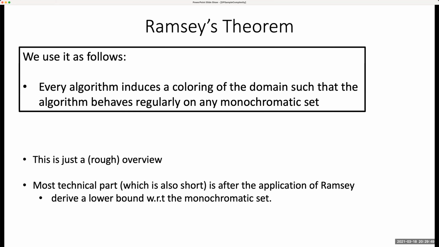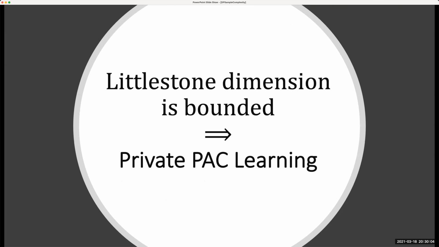And the most technical part in the proof, which is also very short, is after the application of Ramsey theorem, to actually argue that this is a hard distribution, the uniform distribution on the monochromatic set. Okay, so this was for the first direction. Now let me quickly tell you about the second direction, and then we'll do a quick break, and I'll tell you about the distribution dependent learning, which is very short, don't worry.